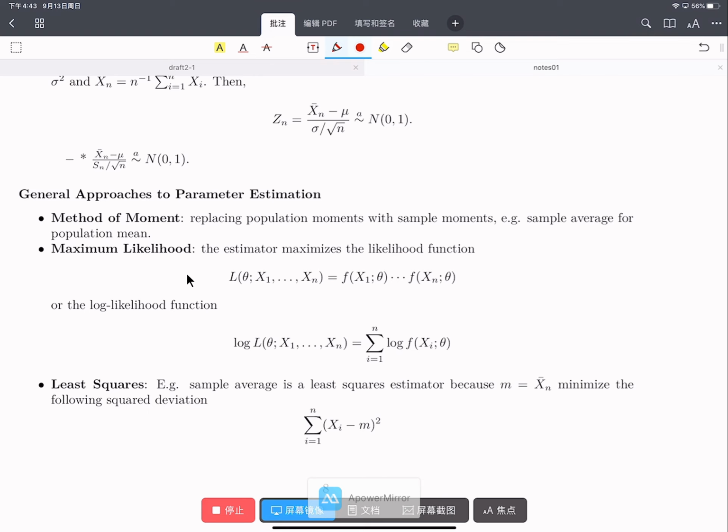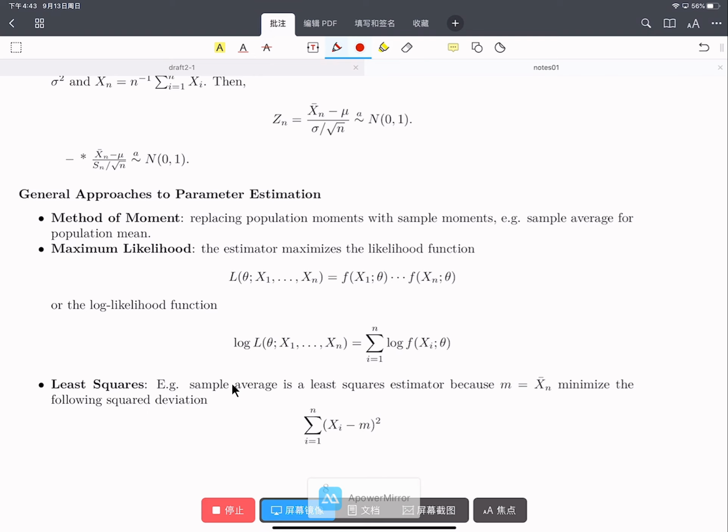The other way is called the maximum likelihood method. Suppose we know the parameter theta, then we can specify the probability of observing a certain sample. So how can we estimate theta? Basically, we choose the theta that maximizes the probability of observing the data. This is the maximum likelihood method.